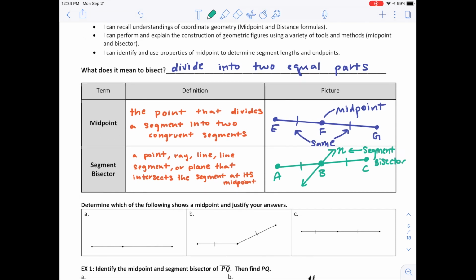So I have a couple examples. It says, determine which of the following shows a midpoint and justify your answer. And so we're just going to look through these and think to ourselves, okay, do I have a line segment? Do I have a line segment that is broken up into two equal parts? If I do, then you would have a midpoint.